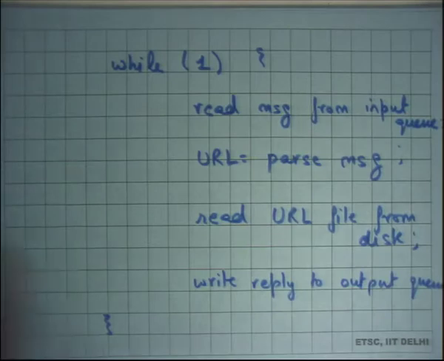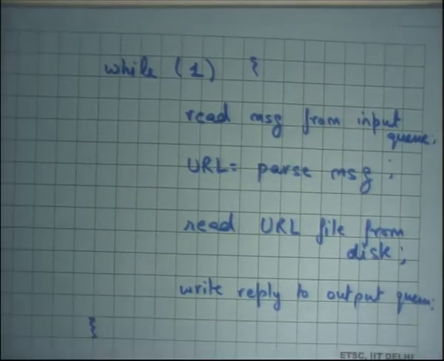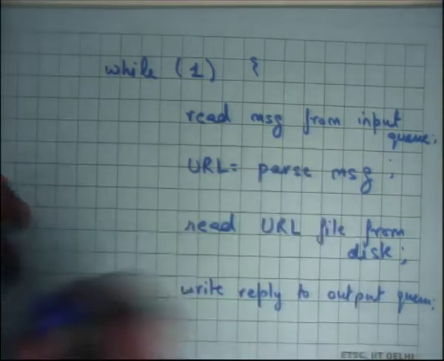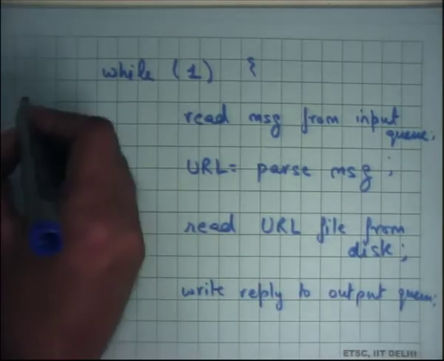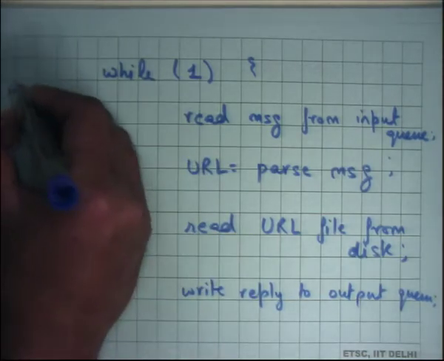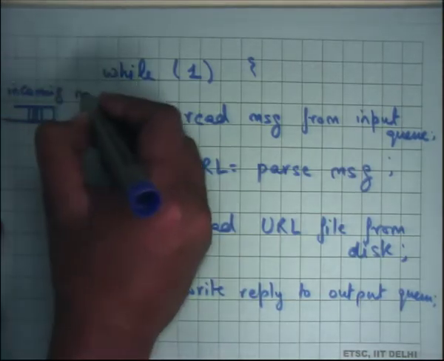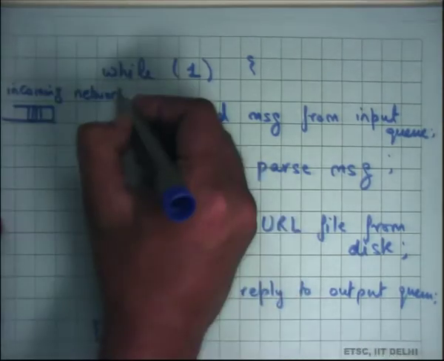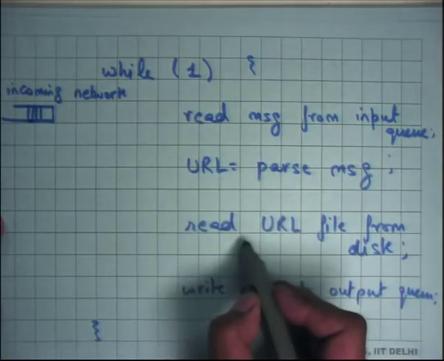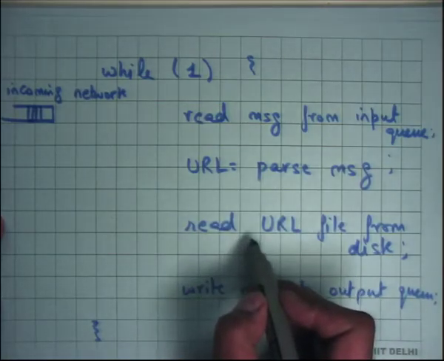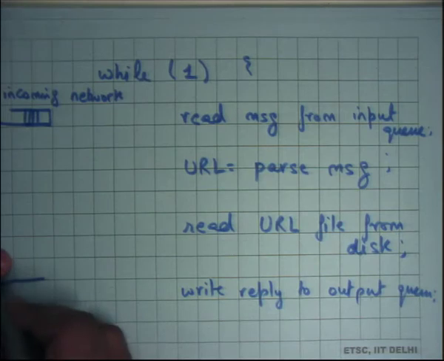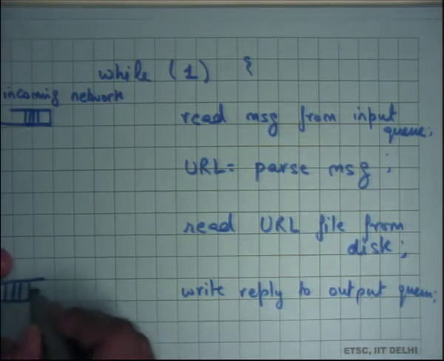All right. So this is the pseudo code of the web server. You have an infinite loop, and this infinite loop does just this. It reads messages from an input queue, right? So this is the incoming network queue. It parses the message, obtains a URL from the message, reads a file from the disk which corresponds to that URL, right? And writes the message to an output queue. Let's say this is the output queue or outgoing queue.